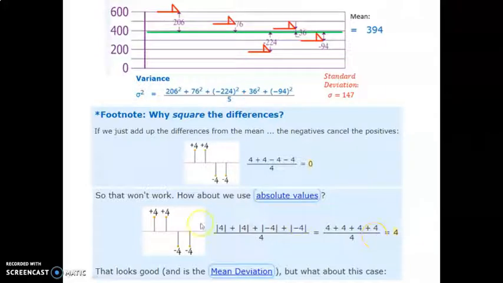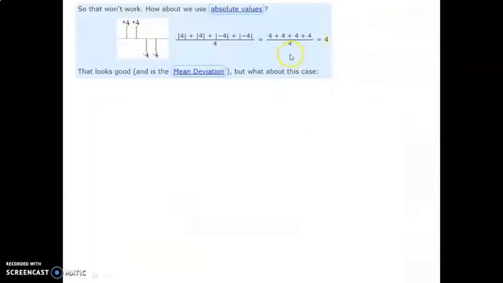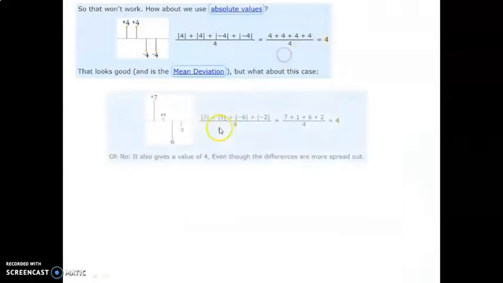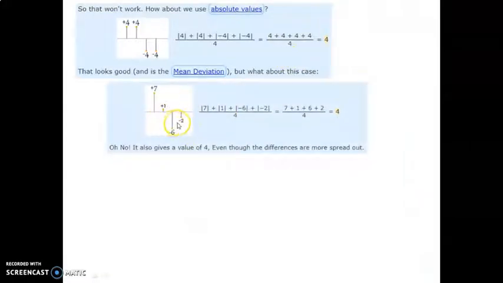That shows us on average we are 4 away from the mean, and that's clearly what's happening. We are on average 4 away from the mean in the positive direction, 4 away in the negative direction. So isn't this more accurate? Isn't that fine? Can't we do that? Why square it? Okay, let's take a look further. So here's what we just tried with absolute values. Let's look at this example. Let's say we had this data here. We were 7 away, 1 away, then 6 below, 2 below.